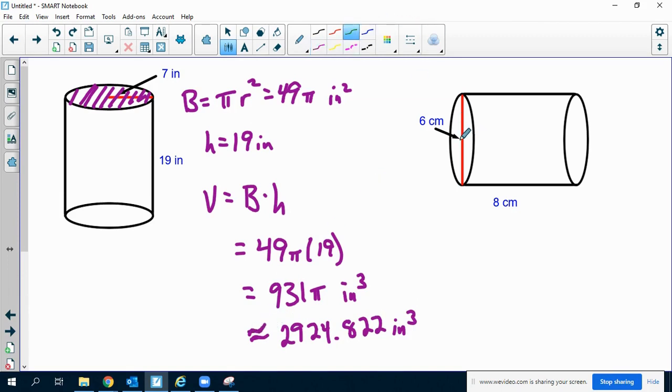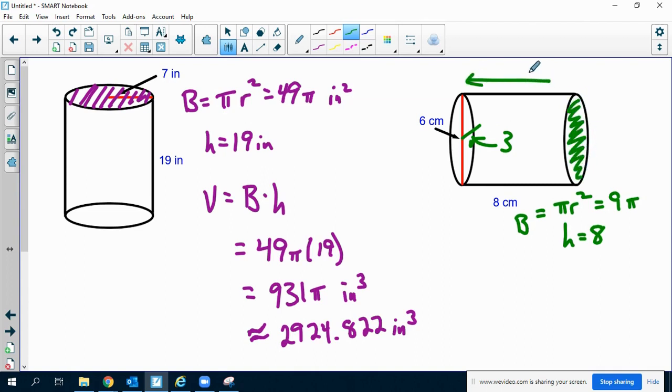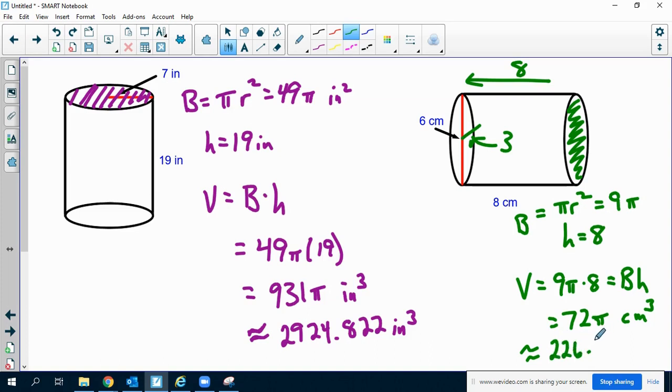Finally, this radius is 3. So pi r squared gives me the area of the base, which is 9 pi. The height would be 8, because if I stuck the circle on the ground, the height of the figure would be this length, which is 8. So I would find the volume to be 9 pi times 8, which is area of the base times the height. So that's 72 pi centimeters cubed. That's the exact answer. If I wanted the rounded answer, I would type that in the calculator, and I'd get 226.195 centimeters cubed.